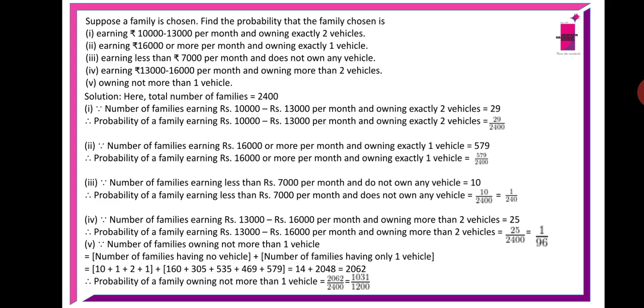Question number 5. Owning not more than one vehicle. Since the number of families owning not more than one vehicle equals the number of families having no vehicle plus the number of families having only one vehicle, you can take the sum. The number of families which have no vehicle is 10 plus 1 plus 2 plus 1, that is 14, and the number of families having only one vehicle is 160 plus 305 plus 535 plus 469 plus 579, total 2048. So 14 plus 2048 equals 2062. Therefore, the probability will be 2062 by 2400, which equals 1031 by 1200.